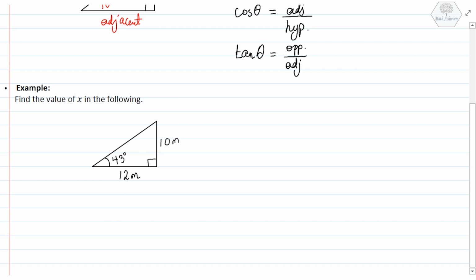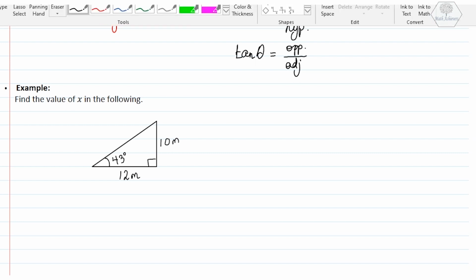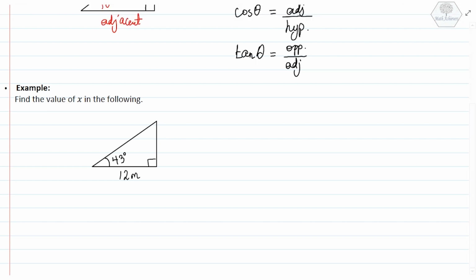Find the value of x in the following. Let's say I have x to be this side. Now, I want to use the trigonometric ratios in order to find x. First, I have to label my sides. The side in front of the 90 degrees angle is called always the hypotenuse. The side opposite to the given angle is the opposite. And the other side is the adjacent.